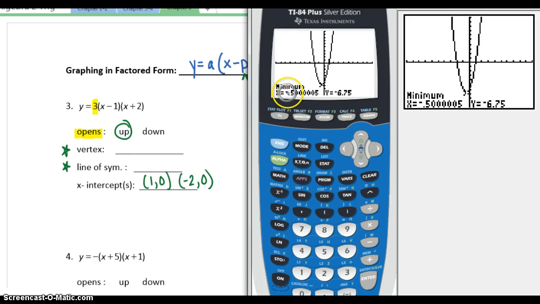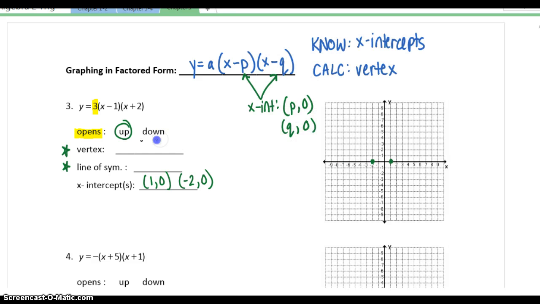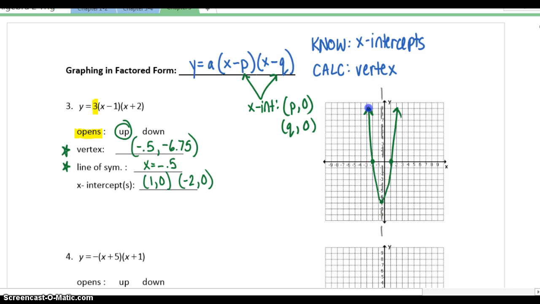And I'm going to round this to negative 0.5, comma negative 6.75. So negative 0.5 and negative 6.75, right about there. That means our line of symmetry should go straight through that x coordinate, so it's going to be x equals negative 0.5. And now I've got enough information to go ahead and graph my parabola, and there it is.